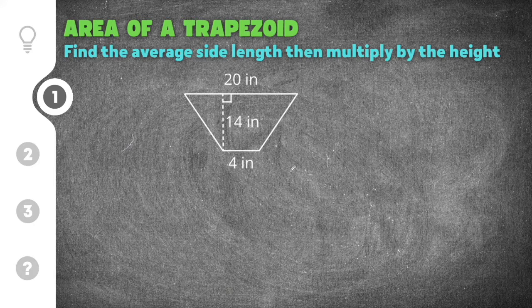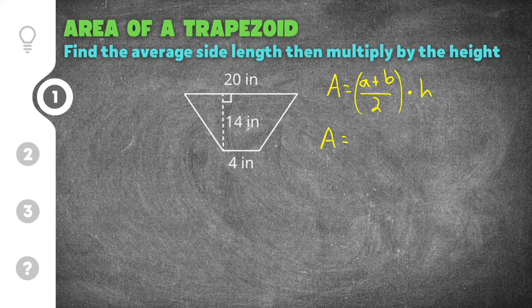Our first problem gives us this trapezoid, and it tells us 2 side lengths and the height. We know the area for a trapezoid is the first side length, we're going to say A, plus the second side length B, divided by 2. That's the first part. That will give us the average side length. And then we're going to multiply that times the height. In order to fill in this formula, we have to determine what is side length A, what is side length B, and what is the height.